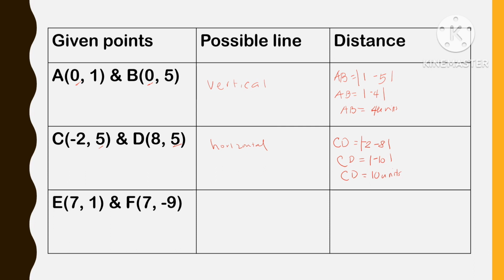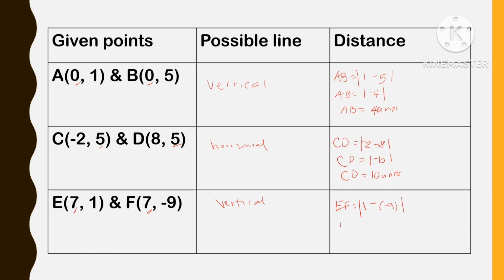For the last example, we have the point E with coordinates 7 and 1, and the point F with coordinates 7 and negative 9. Since they have the same x-coordinates, it formed a vertical line. If they form a vertical line, then we could get the difference of their y-coordinates. This means that the distance between point E and F is equal to the absolute value of the difference of the y-coordinates of point E, which is 1, and the y-coordinate of point F, which is negative 9.